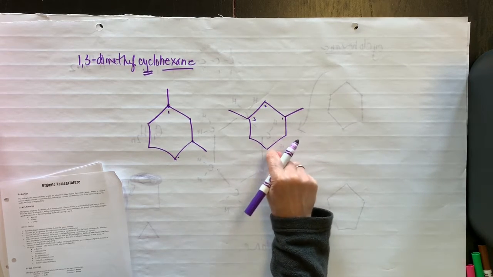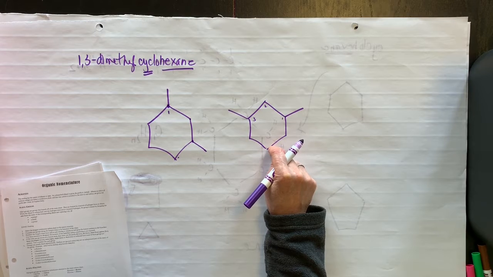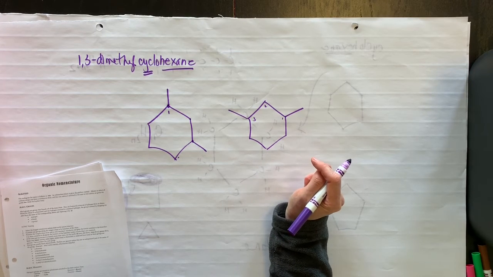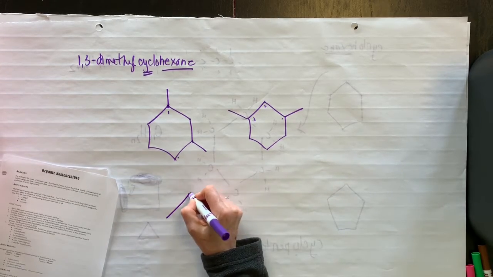And that would also be 1,3-dimethylcyclohexane. So if you have to draw it, it's easy. You can decide where 1 is. If I give you something and ask you to tell me the correct name for it, then you have to pay attention to the numbering.